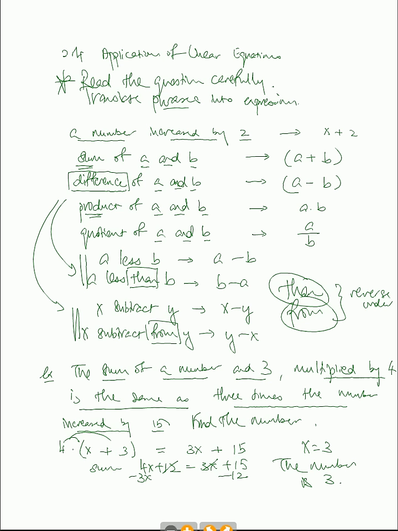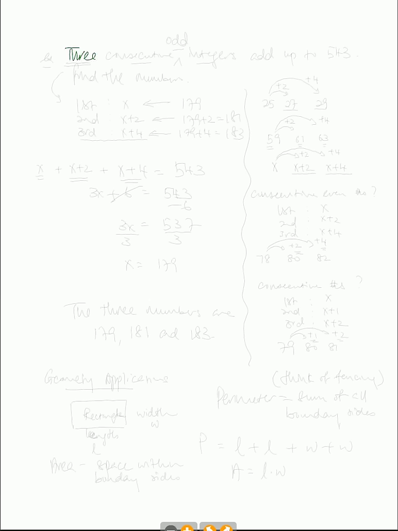So there are 3 big groups of problems you need to know how to solve. The first big group is on numbers. So you've seen one example on numbers. Let me show you another popular example on numbers, and that's on consecutive numbers. So for example, if I say 3 consecutive integers add up to 543. Now let's try 3 consecutive odd integers. Okay, so 3 consecutive odd integers add up to 543. Find the numbers.